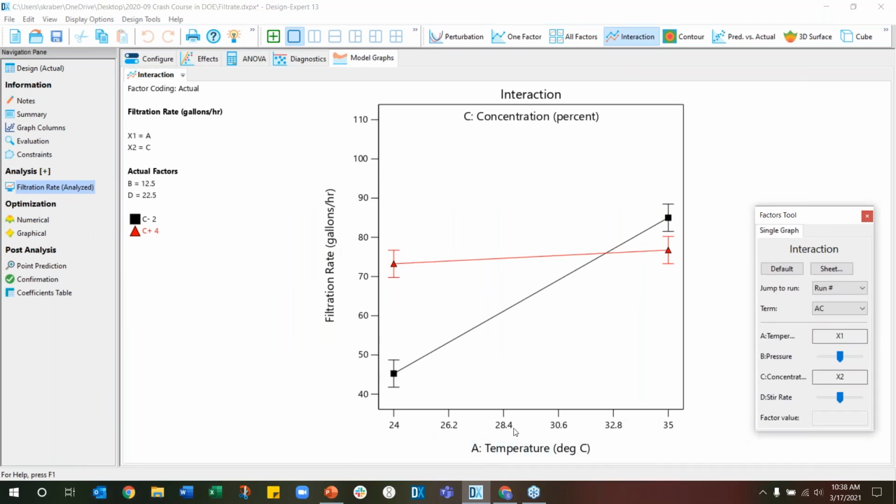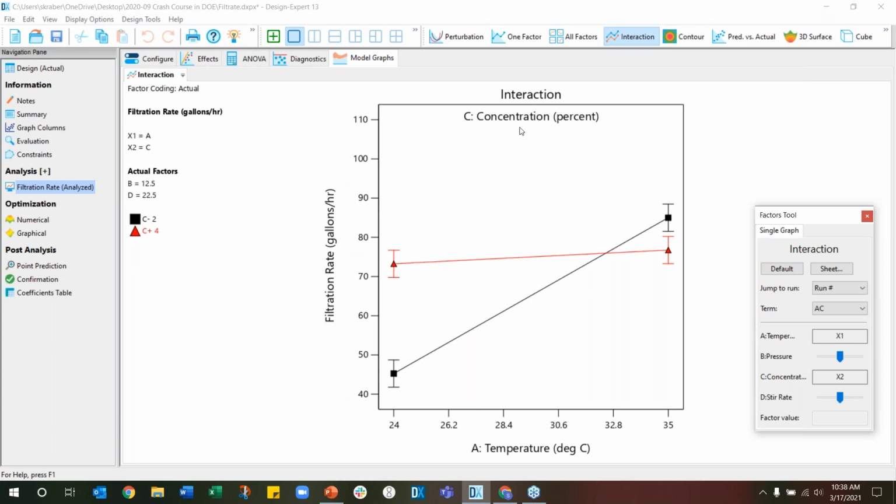Okay, so on the bottom, on the x-axis, is factor A, temperature going from 24 to 35. On the y-axis is the filtration rate, gallons per hour. We're trying to increase the filtration rate.